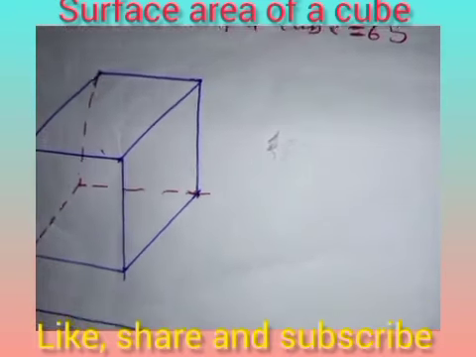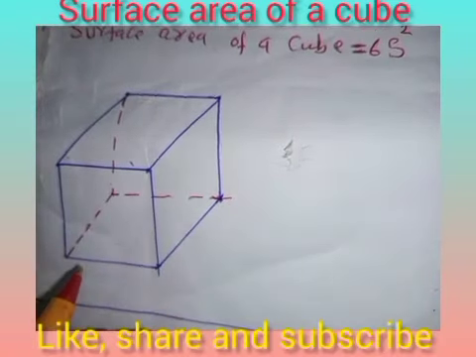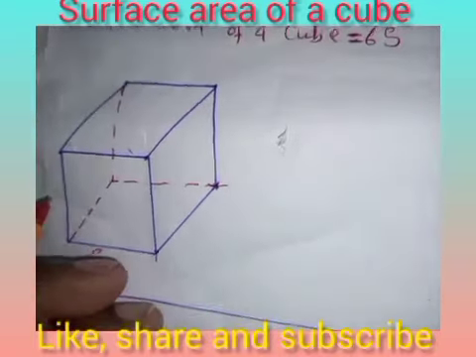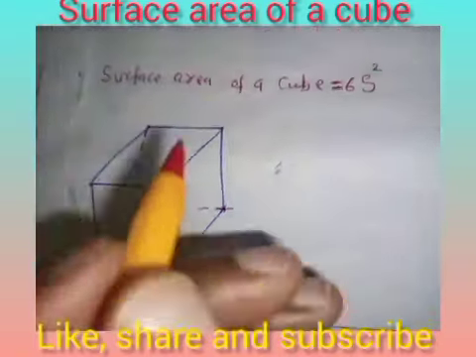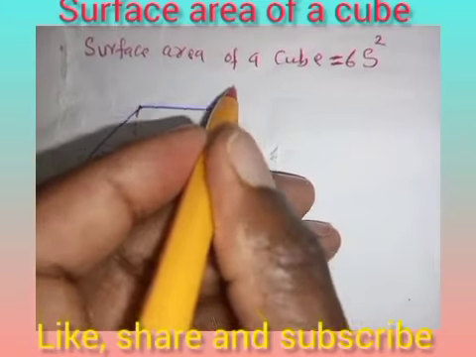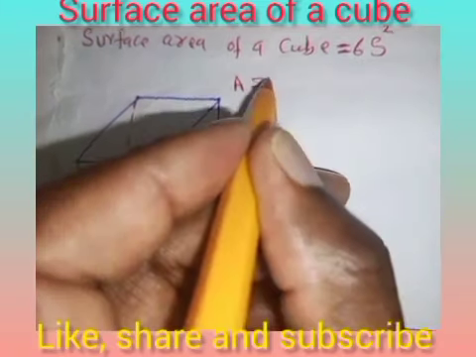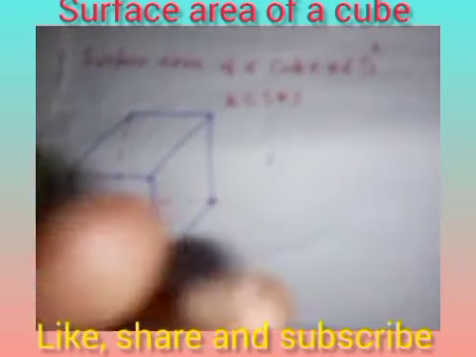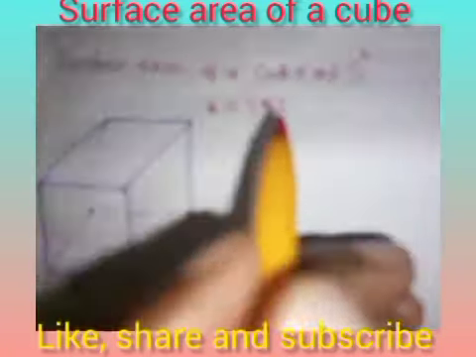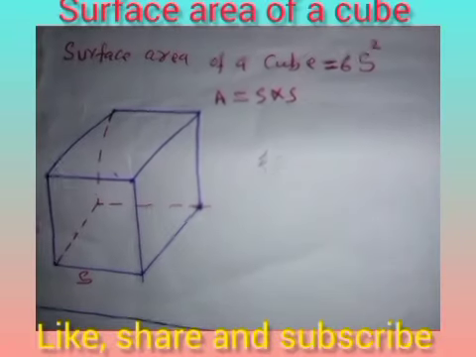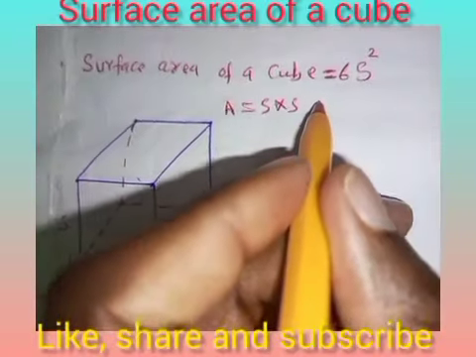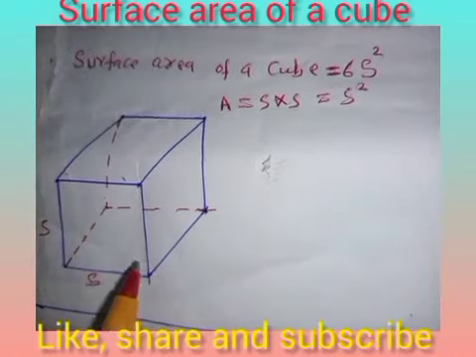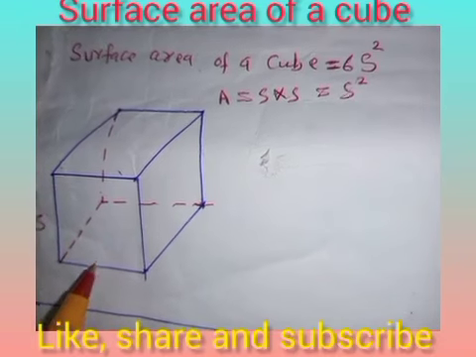Now, each of these 6 faces is a square. For example, this one here is a square, and the area of a square is given by side multiplying by side. Area of a square is given by side multiplying by side. And s multiplying by s will give you s squared. So here we have considered this one.